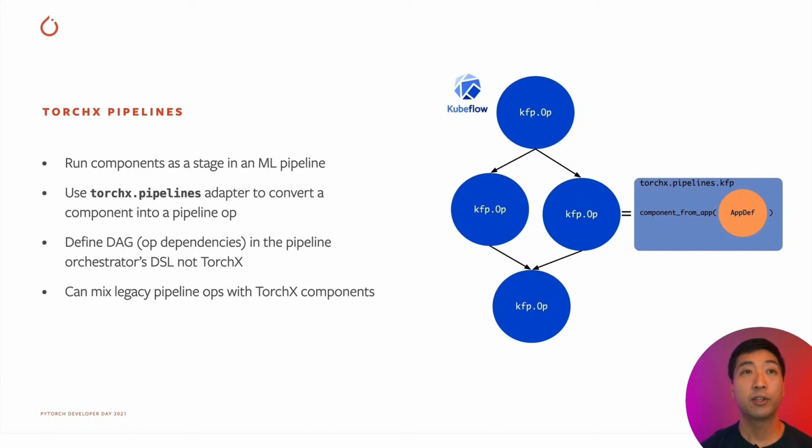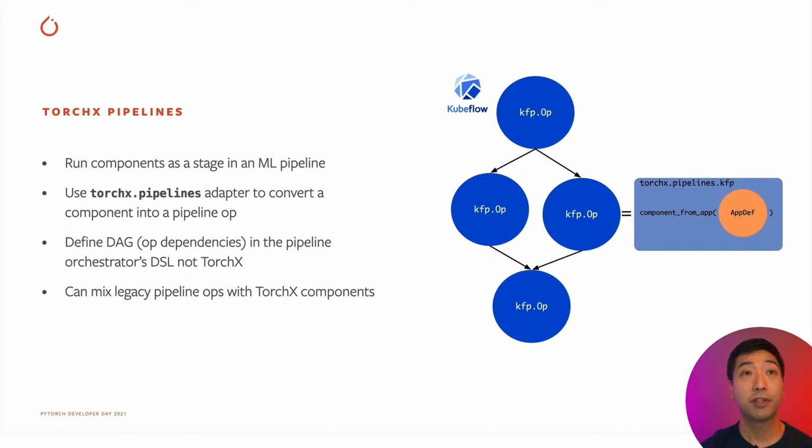Once you've converted the TorchX component into a stage in the target pipeline's DSL, you can go about defining the workflow purely in the pipeline orchestrator's language. The example on the right-hand side shows how a TorchX component can be plugged into Kubeflow Pipeline's workflow.